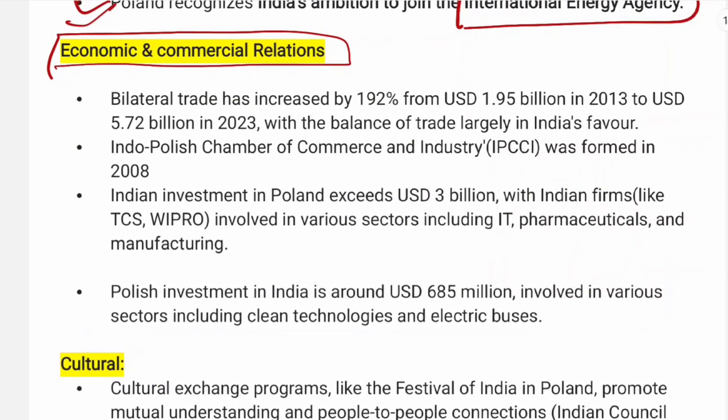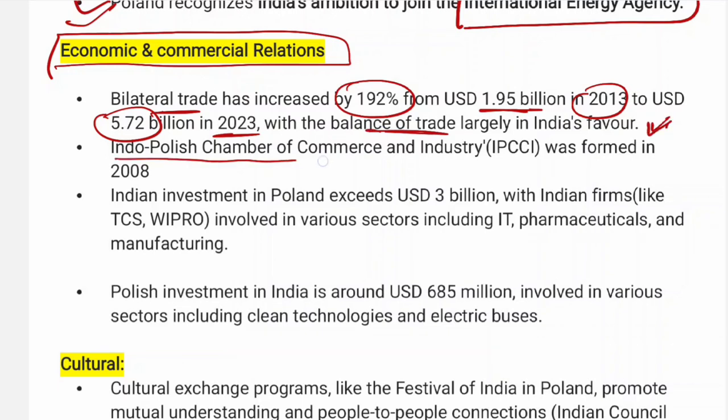If you see from the economic point of view, bilateral trade between India and Poland have seen sharp increase of 192% from $1.92 billion in 2013 to $5.72 billion in 2023. This is really significant. And the balance of trade is largely in India's favor.